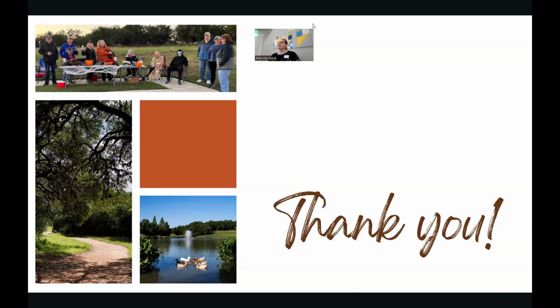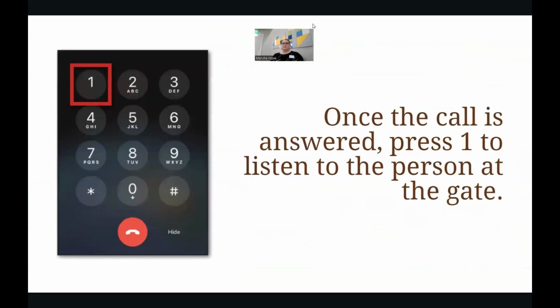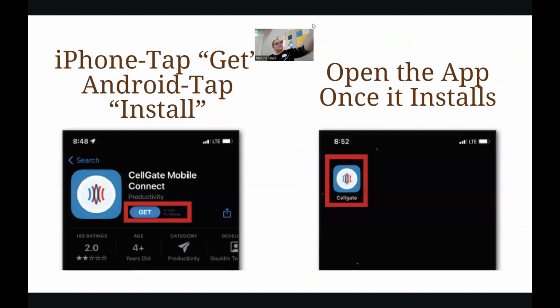At least on iPhone, search Cellgate on the App Store. There's a list: Cellgate Mobile Connect, Cellgate Watchman, Cellgate Connect, Cellgate App, Cellgate Mobile App. It's going to be the one that looks like this. That one there, Cellgate Mobile Connect. Cellgate Mobile Connect is what you want.